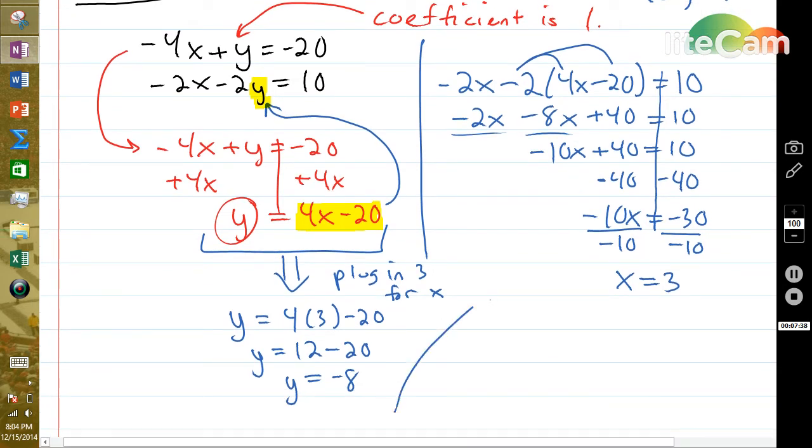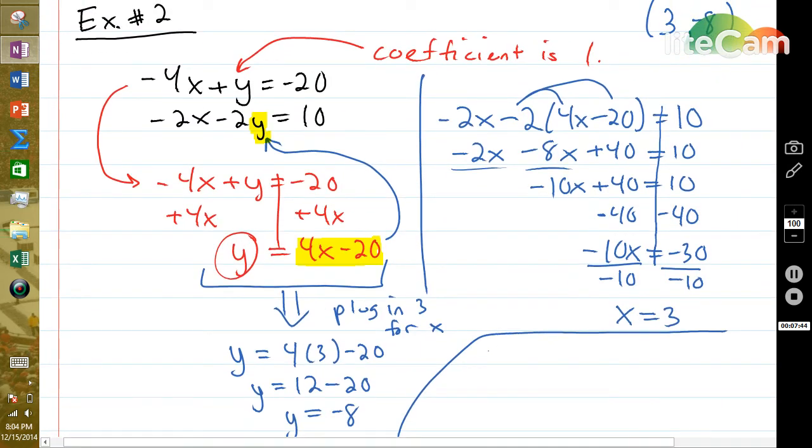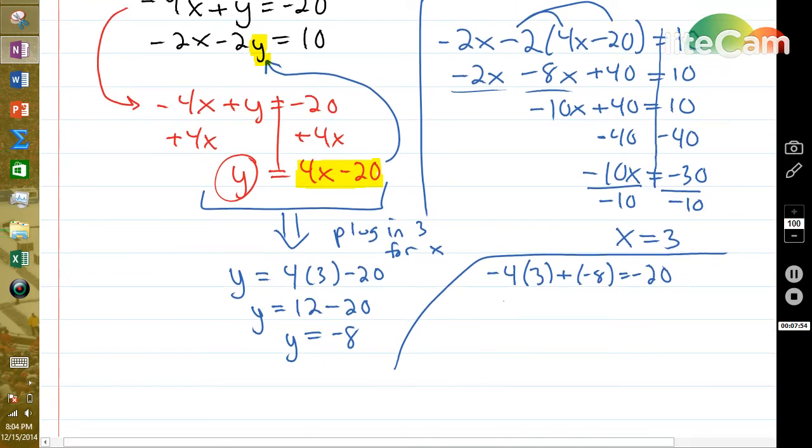Now if you're unsure about the solution, you can check both equations. (3, negative 8). So the first one, negative 4 times 3 plus negative 8 equals negative 20. So you're going to have negative 12 when you multiply negative 4 times 3, minus 8 equals negative 20. And negative 12 minus 8 is negative 20. So that equation checks out.